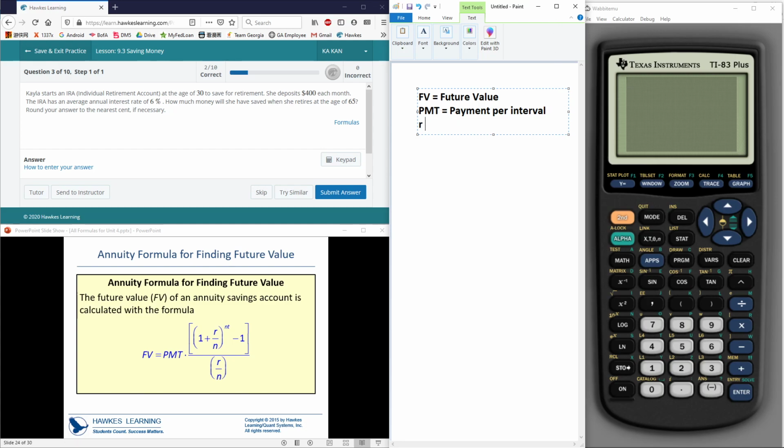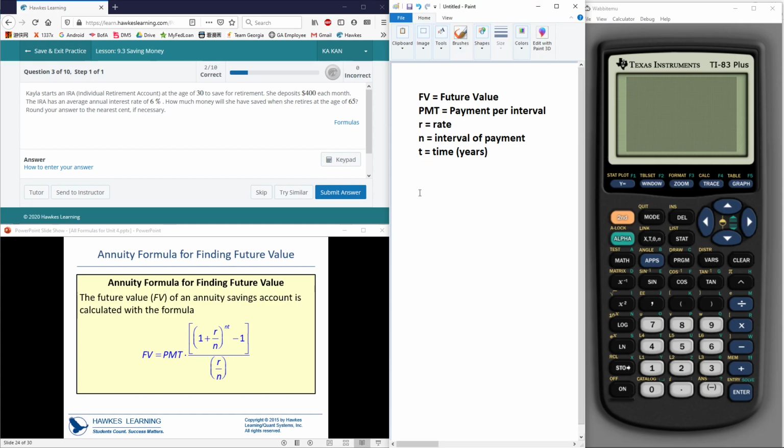And of course, R is the interest rate, right? And N is the interval of payment. In this case, it's how often you make a single payment. In this case, it's monthly payments, so N would be 12. And T is the time. Again, it's in years. So let's see about this guy.